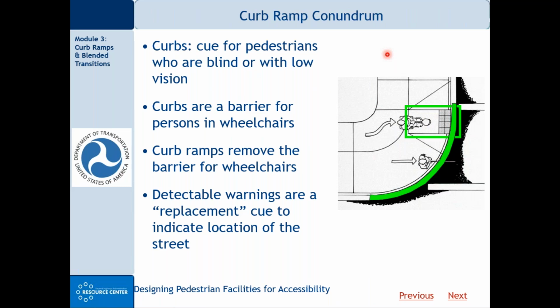But if someone who's blind got lined up with the ramp, they could walk into the street without realizing it because the curb is missing. The curb is a cue for the visually impaired, but if that curb is missing, they might accidentally walk into the street. And so that's why we install the detectable warning, the truncated dome, detectable warning surfaces at the base of curb ramps. As the slide says, this is a replacement cue to indicate to blind and low vision pedestrians that they are about to enter the street.